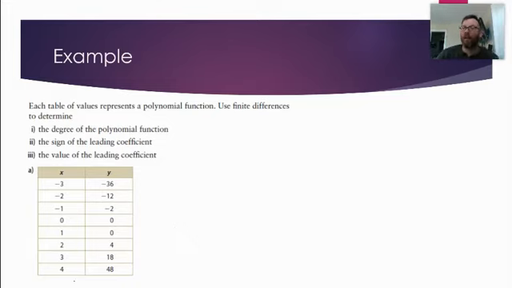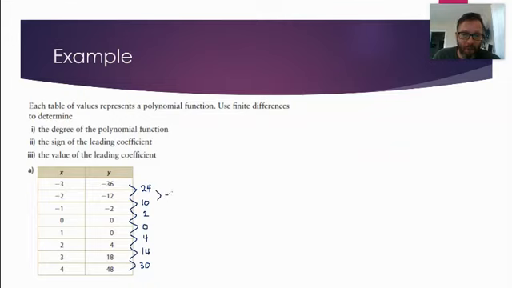And the key to doing all that is finite differences. So we're going to calculate the differences until we get differences that are the same. From minus 36 to minus 12, that's an increase of 24. Minus 12 to minus 2 is an increase of 10. Minus 2 to 0 is an increase of 2. And then 0 to 4. 4 to 18 is 14, and 18 to 48 is 30. Again, if you notice me make a mistake, at some point I'm going to find it out because what I'm doing is not going to work. But I think all that looks good.